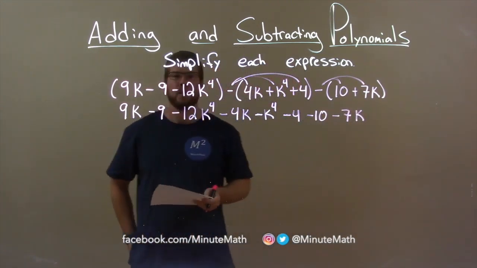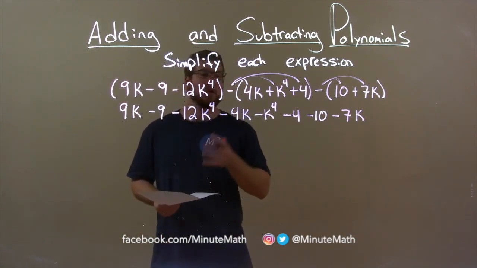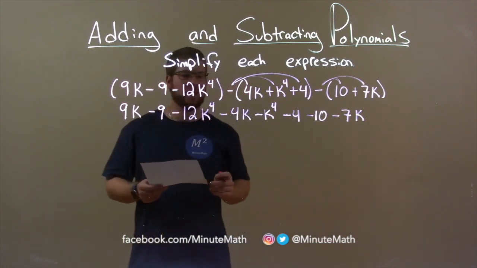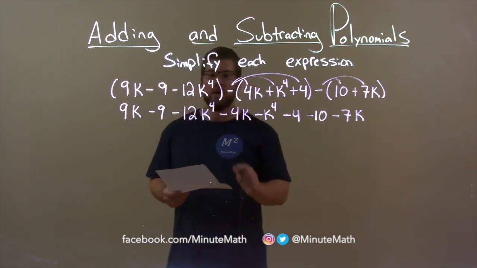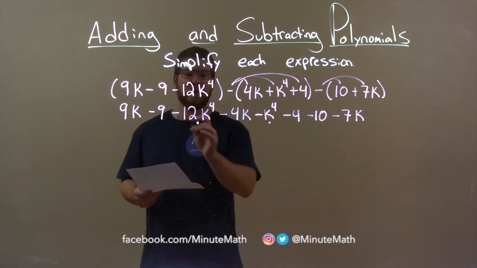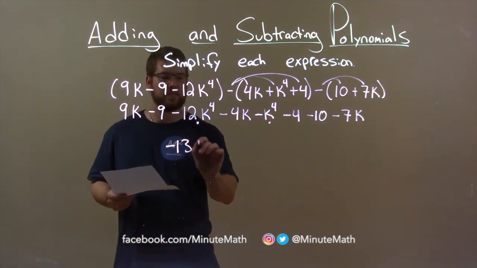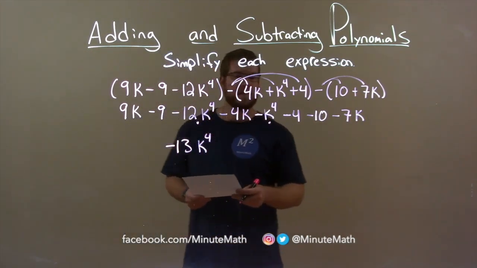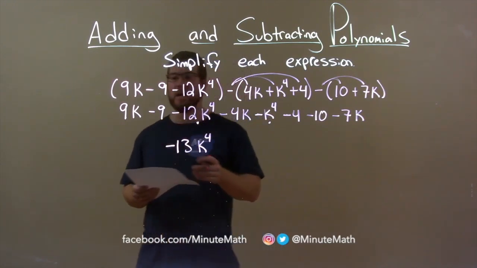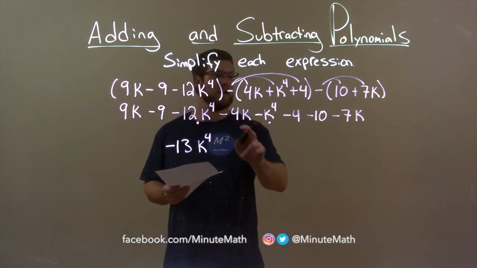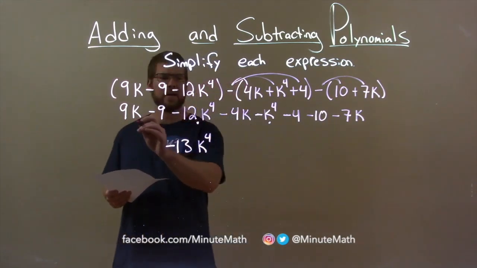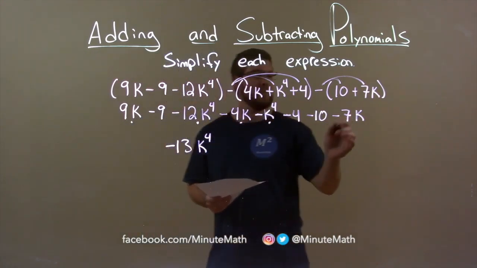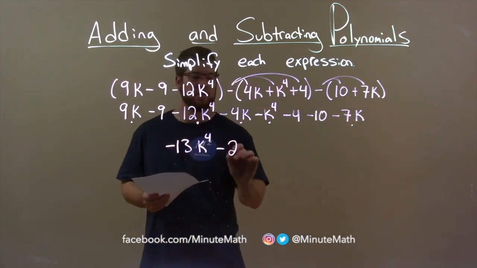Okay? So now, from here, what I want to do is combine my like terms. Start with my highest degrees, and I have a minus 12k to the 4th and a minus k to the 4th. Put dots underneath to show that I'm using them, and they combine to be a minus 13k to the 4th. Now the next highest degree here, well, is actually just k, right? Yep, just k's. I have a 9k minus a 4k and a 7k. 9k minus 4k is a 5k. Then 5k minus 7k is a minus 2k.